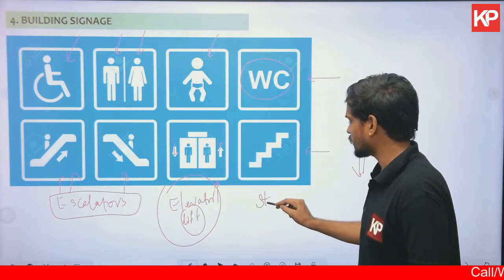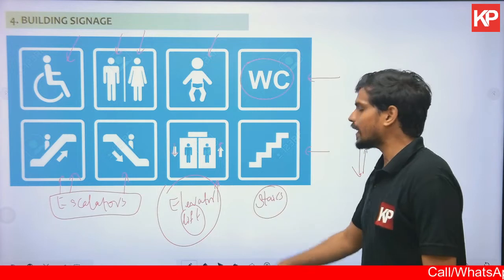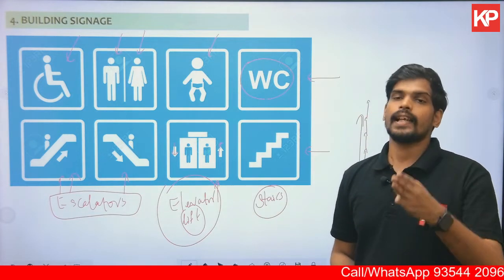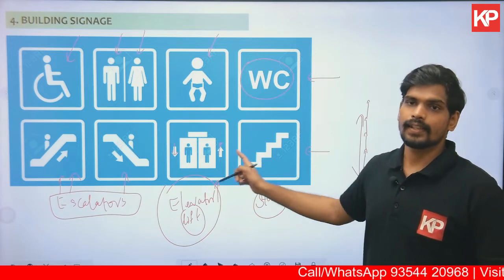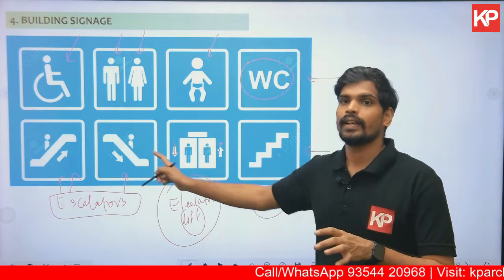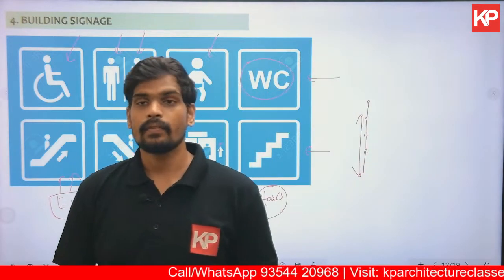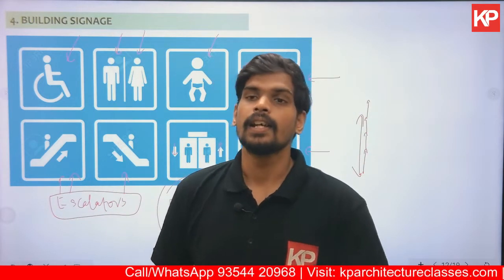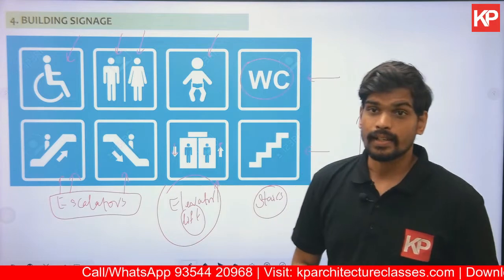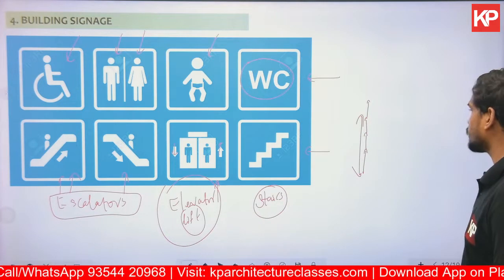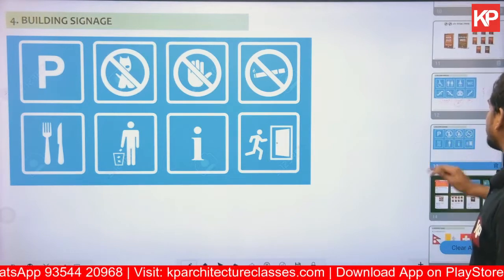This symbol is for staircase. So there are three ways of vertical transport in buildings: staircase, elevator, and escalator. So this is the staircase, the elevator, which is a lift, and the escalator with upward and downward moving options. So these are various building signage associated with vertical transport. Let us look into further details of these building signage.